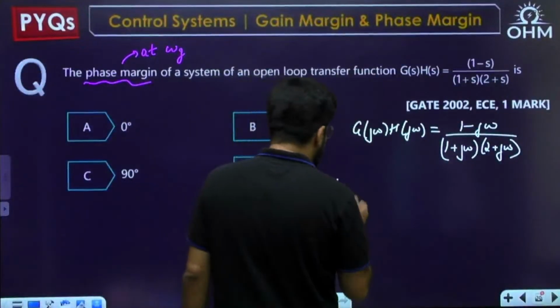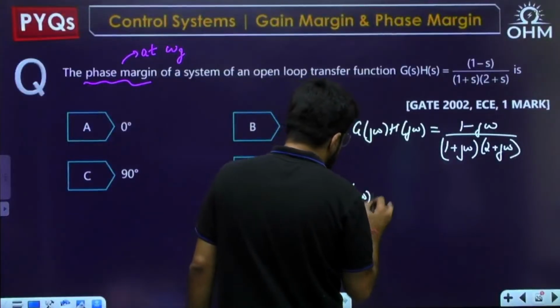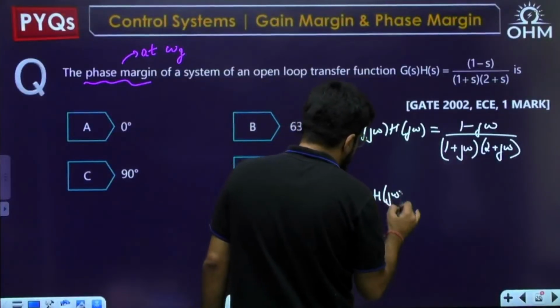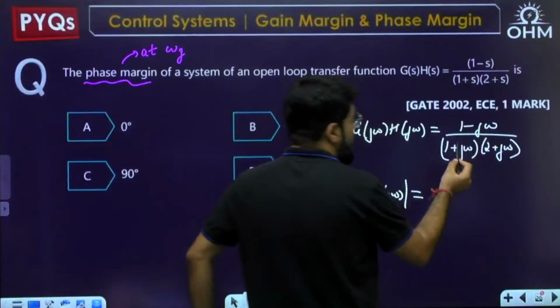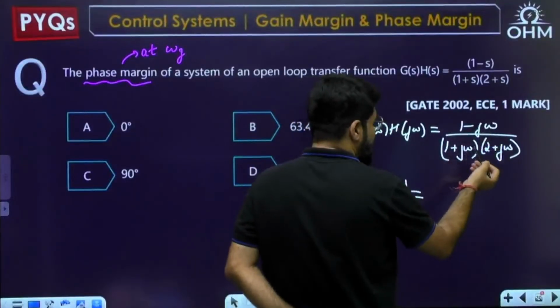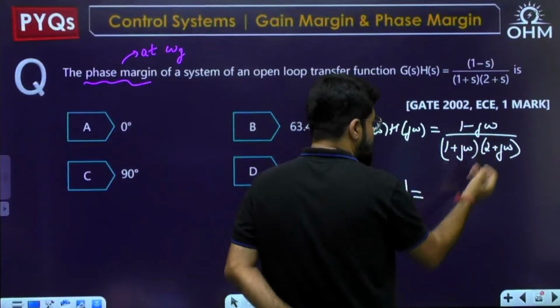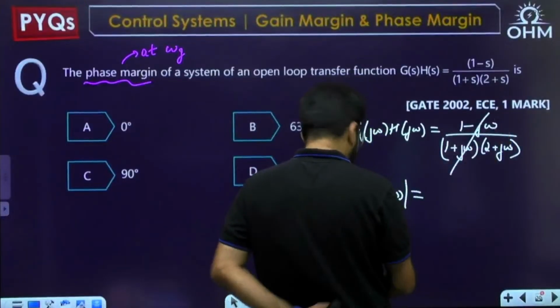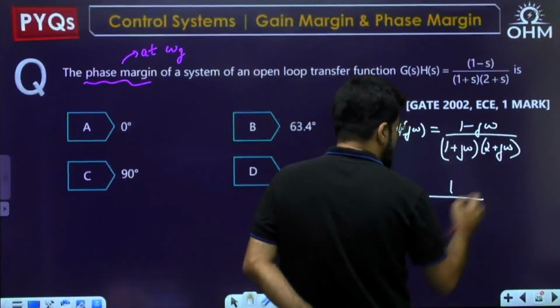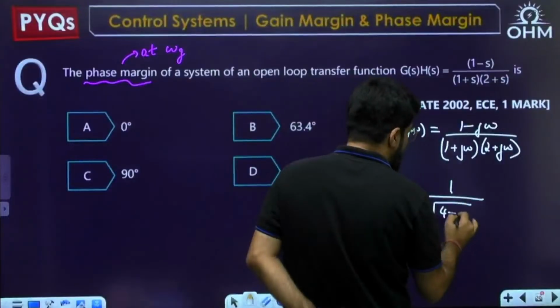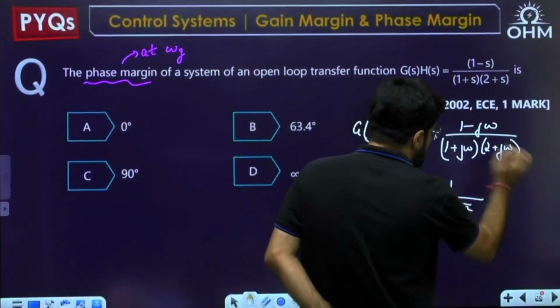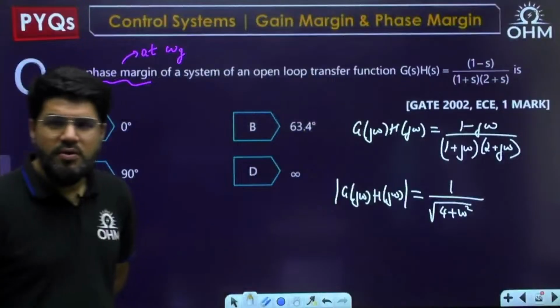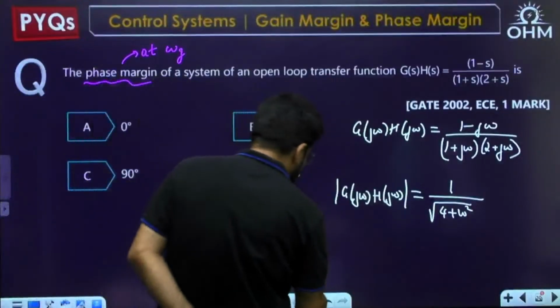Now, what is the magnitude part? Mod G(j omega)H(j omega). See, the magnitude of 1 minus j omega and 1 plus j omega is the same, under root 1 plus omega square. So that will be cancelled for magnitude. So I only have 1 upon under root of 2 square plus omega square, that is 4 plus omega square. Okay, what is the angle expression?